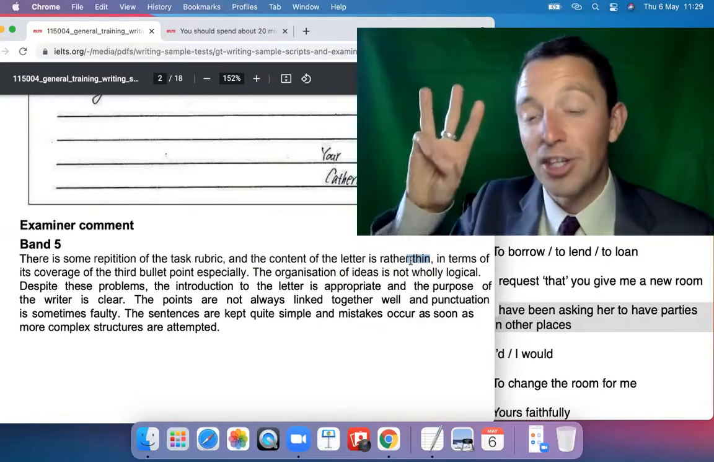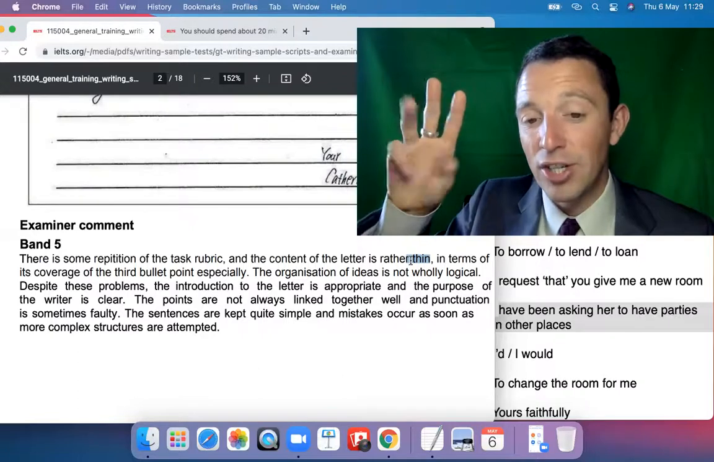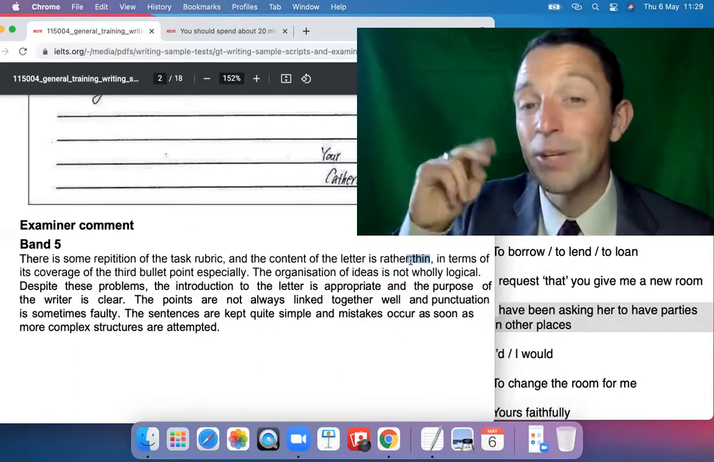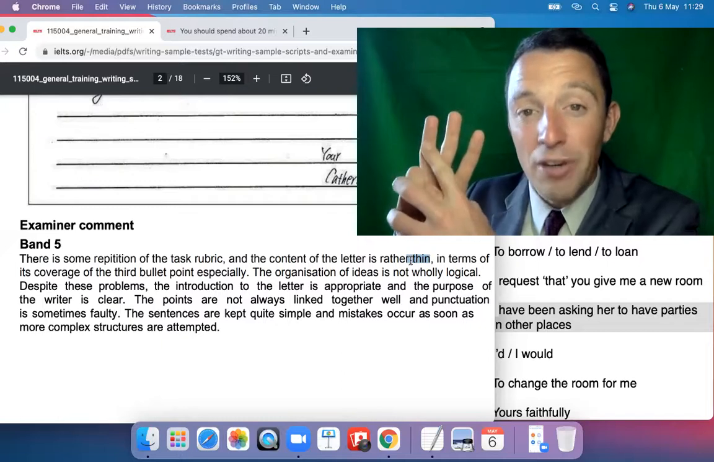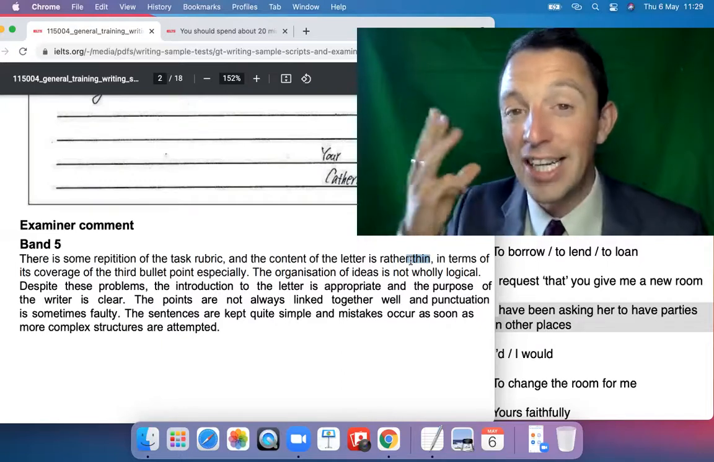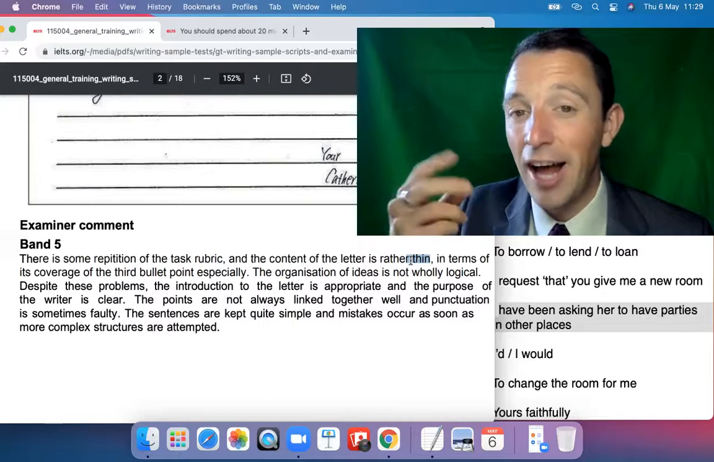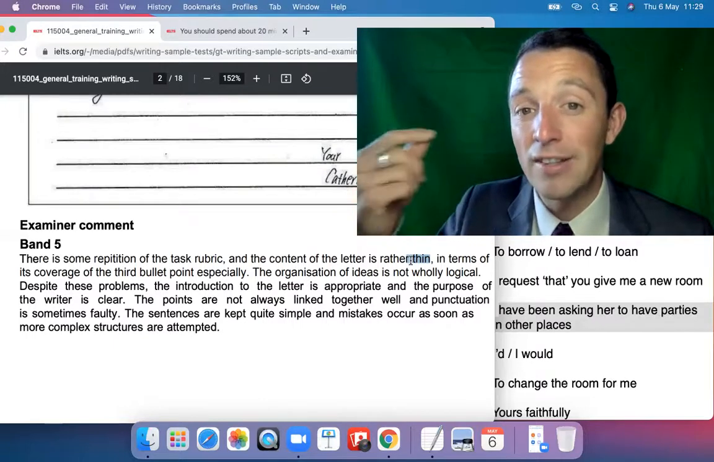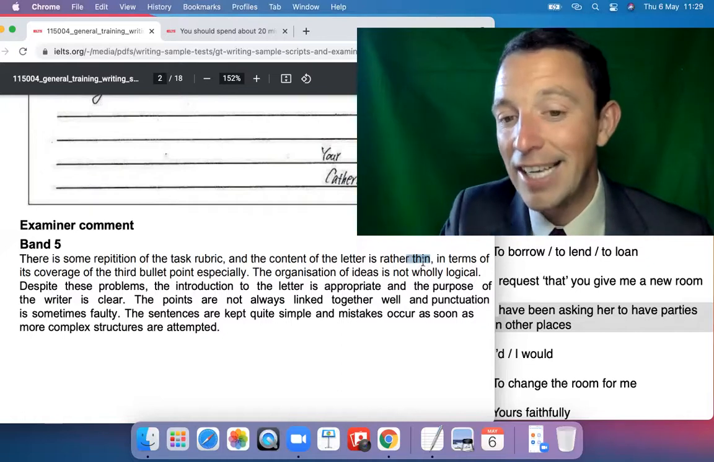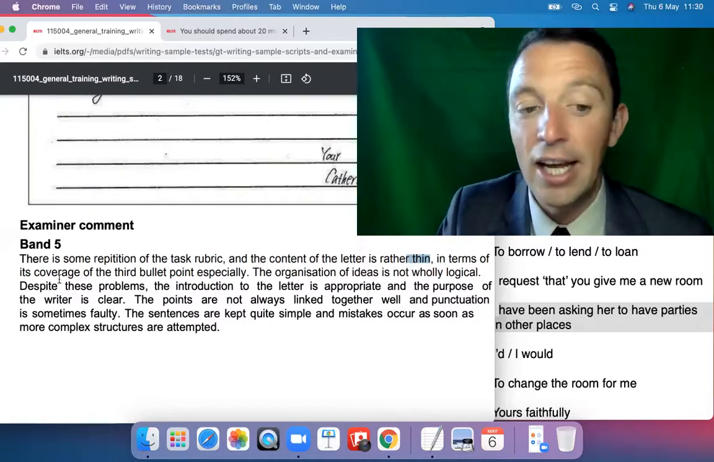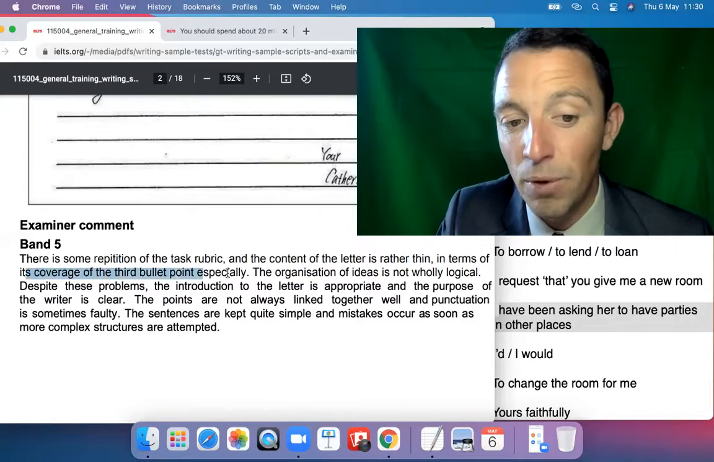But also in relation to the 3 parts of the question, it's probably rather thin, specifically the last part about recommending or suggesting the type of accommodation she would prefer. She did not really specify. She did not have a lot of content to say what type of accommodation she would like to move to. And for this reason, they said it's very light or very thin in terms of its coverage of the 3rd bullet point, especially.